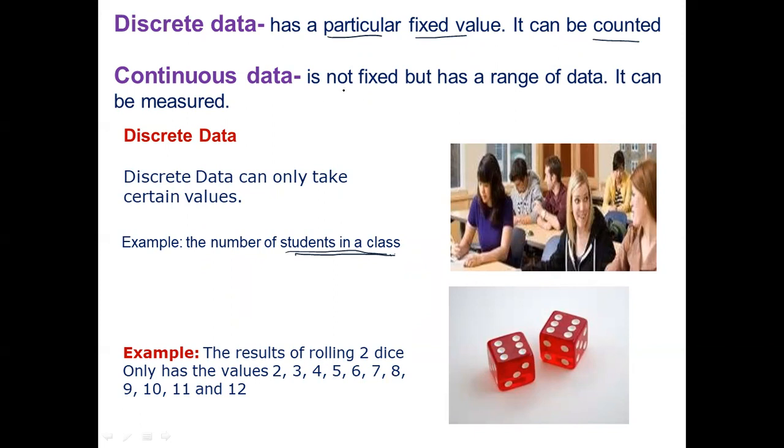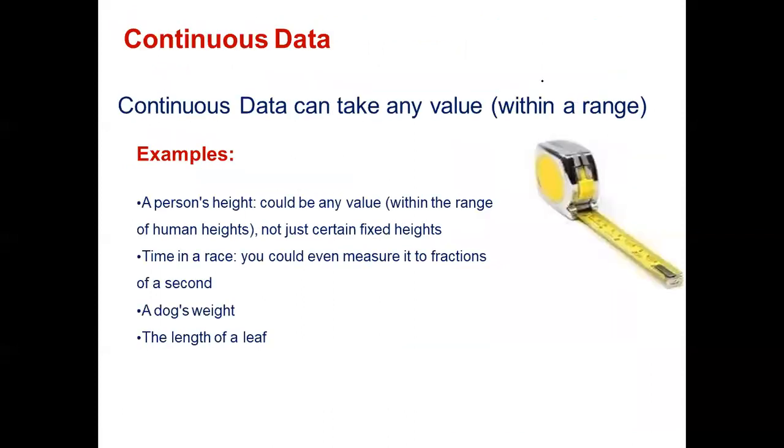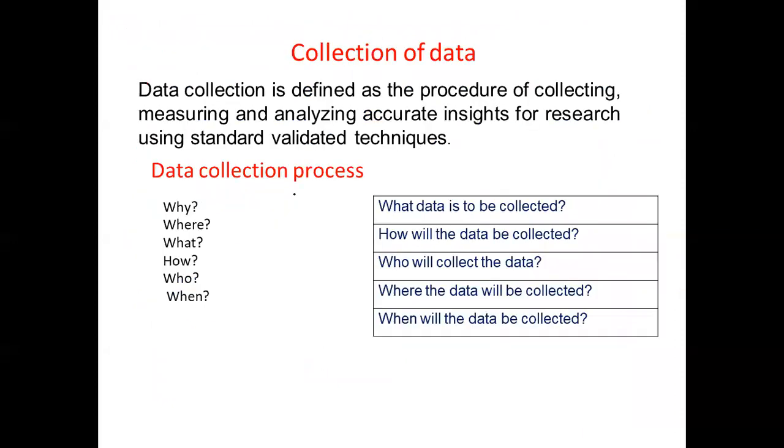What is a continuous data? It is not fixed, but it has got a range of data. It can be measured. So continuous data are type of data that can be measured. Discrete data are type of data which can be counted. Whereas discrete data is fixed value, but continuous data is not fixed but has got a range of data values. So person's height, the length of a leaf, all these are examples of continuous data.